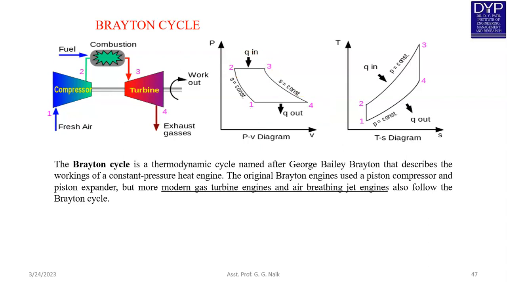Now here you can calculate the efficiency of this particular Brayton cycle with the help of this formula, 1 minus T1 upon T2. T1 is the minimum temperature and T2 is the maximum temperature. That is 1 minus 1 upon r_p raised to (k minus 1) upon k.